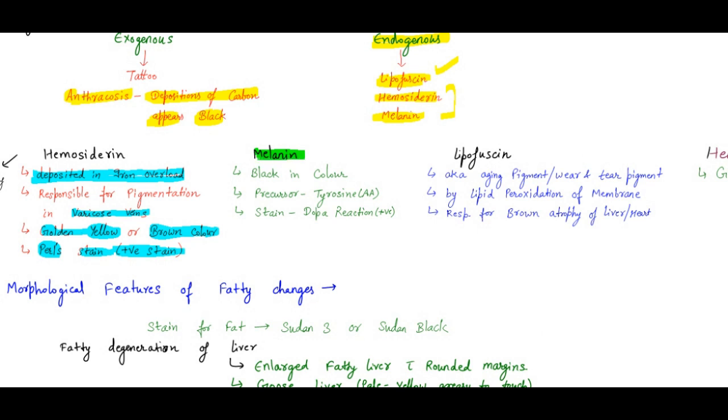So melanin means we have the black color. Melanin, which color? Black. Who is the precursor for the melanin? Tyrosine. Who is the stain for the melanin? Dopa reaction positive. Perls stain will be negative for the melanin.